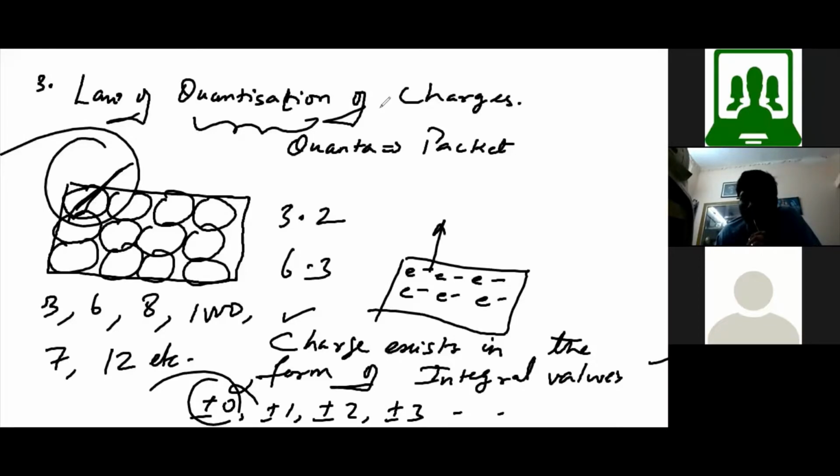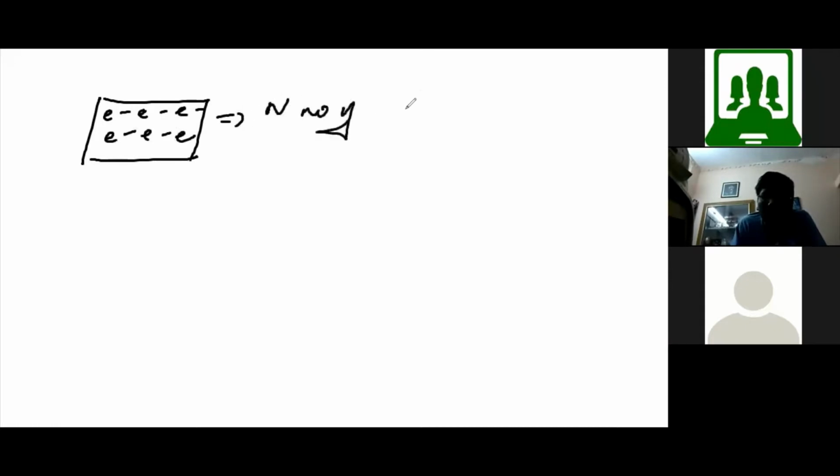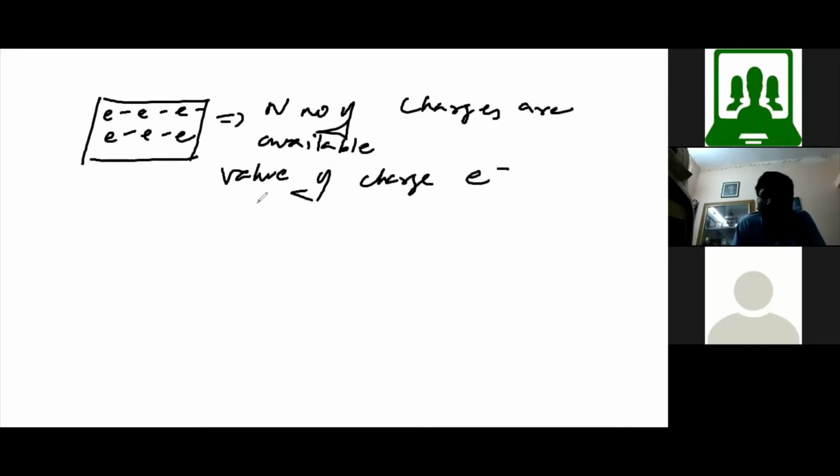Done? Okay. Now, let me tell you the formula. Suppose in a bag, in a system, there are n number of charges. Many electrons are there. I don't know how many electrons are there. So I say that n number of charges are available, right? And the value of charge is e. What is the value of e? That is 1.6 into 10 raised to power minus 19 coulomb. This is the value of e.